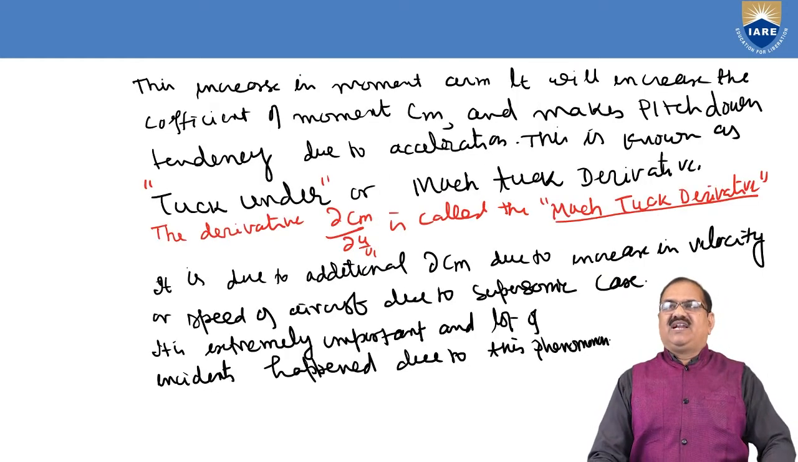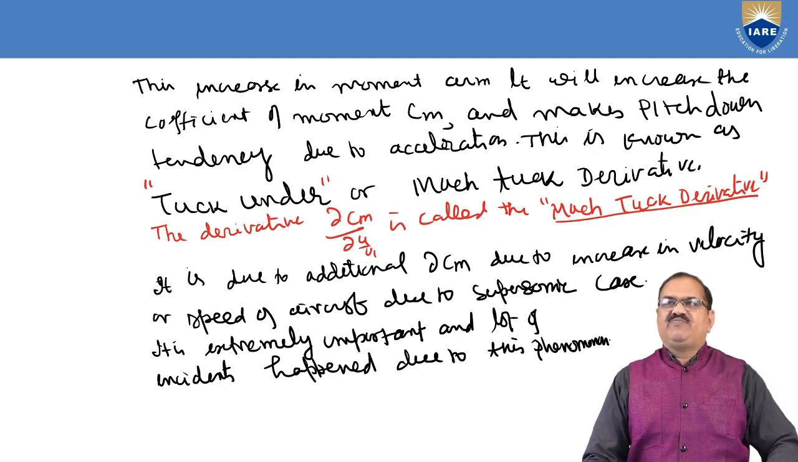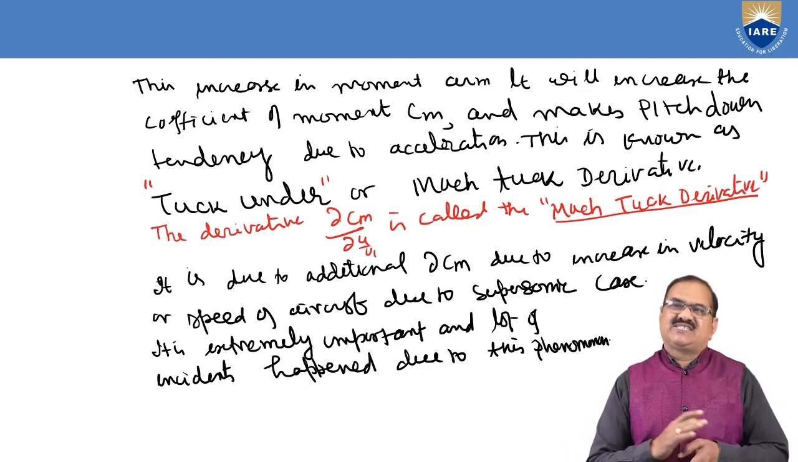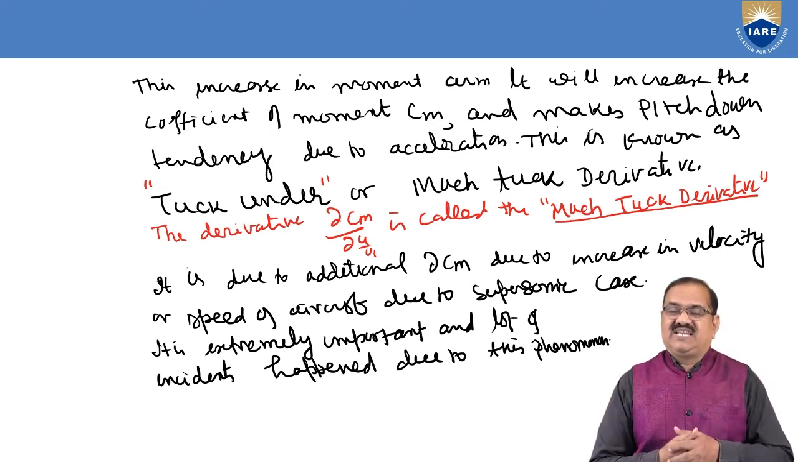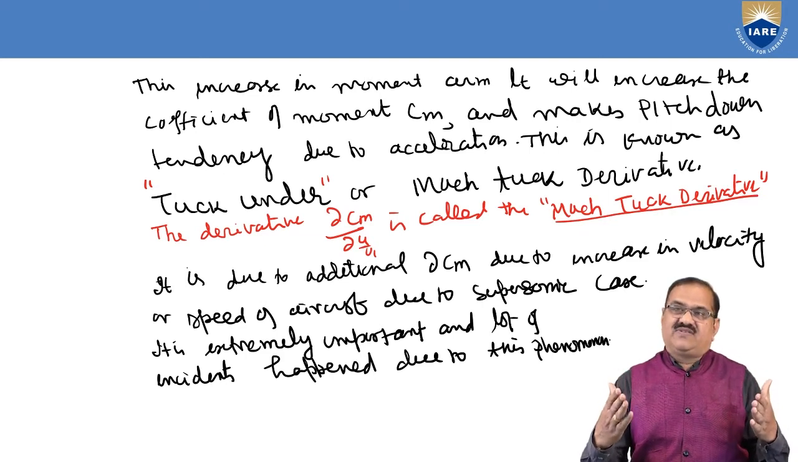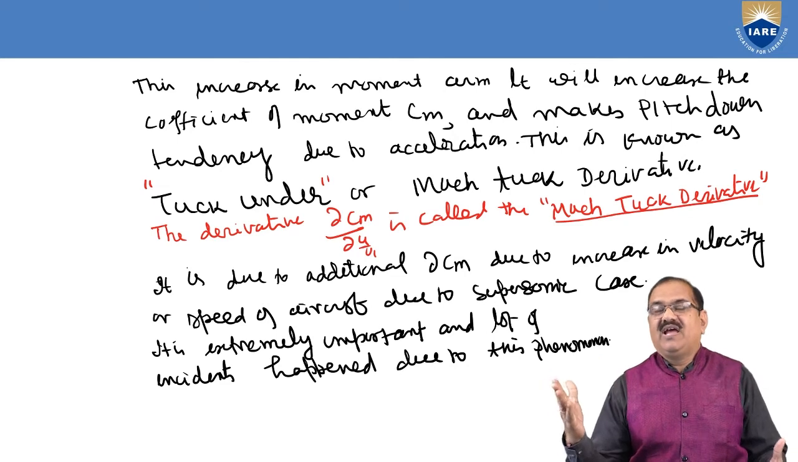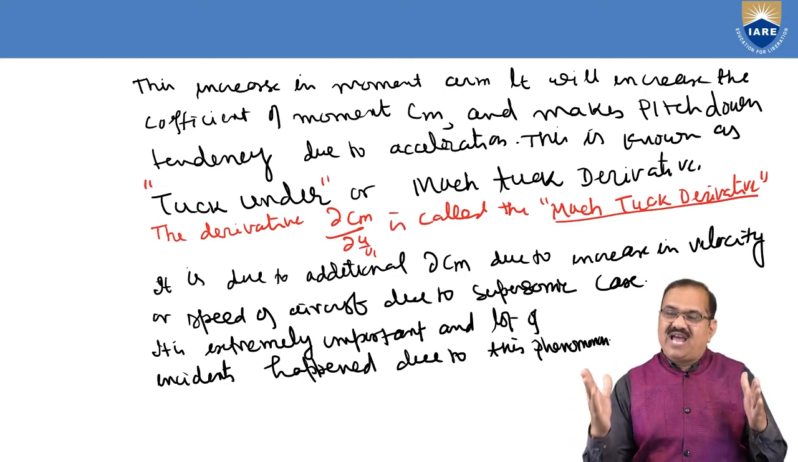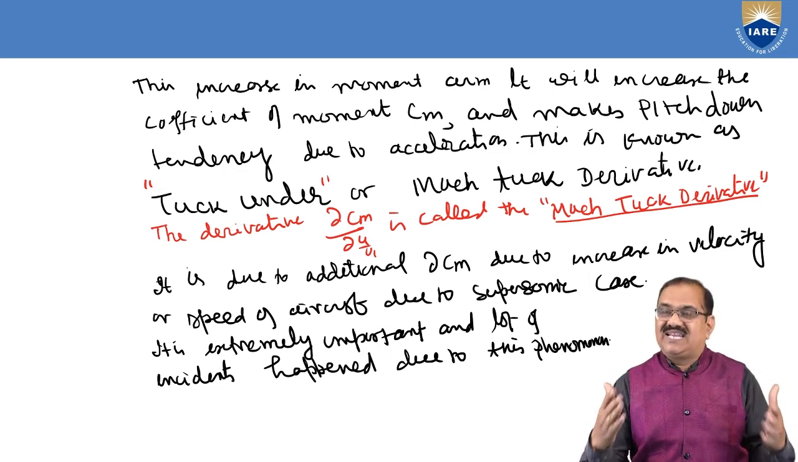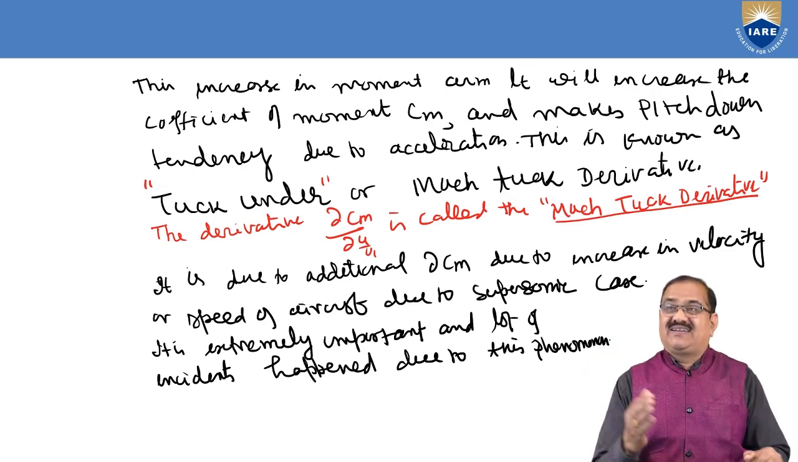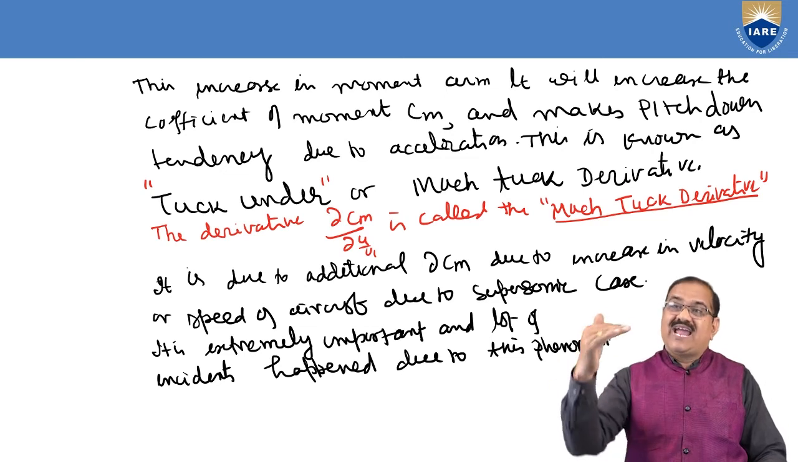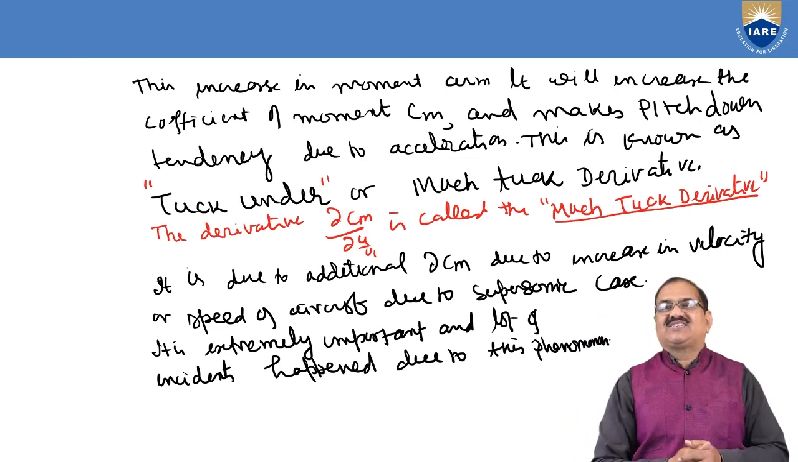This increase in moment arm LT will increase the coefficient of moment Cm and makes a pitch down tendency due to acceleration. This is known as tuck under. Very nice concept. It is called tuck under. It means that as and when the Mach number is increasing, the aerodynamic center of the aircraft, or of the tail, will go backward, and so LT, the distance between the aerodynamic center and the center of gravity of the aircraft, will increase. As this increases, the coefficient of moment produced by the tail will be negative and the nose will try to go down.